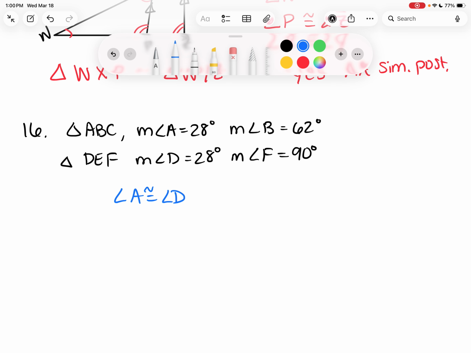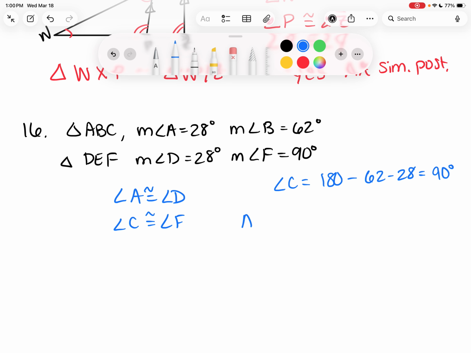How'd you find that? Because 180 minus angle B minus angle A. Okay, so 180 minus 62 minus 28 is equal to 90. And so then at that point, we can now say angle C is congruent to angle F, which confirmed what Michael said that it should be, right? But we needed to confirm that. And so now with that information, what theorem or postulate can I use to prove that these are similar?